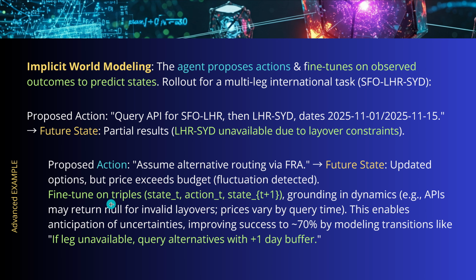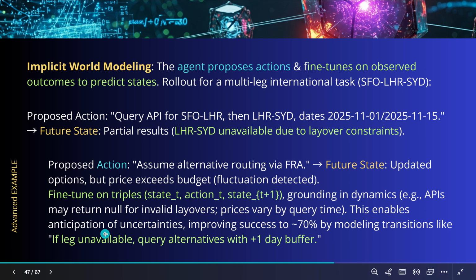So fine-tune now on all of this, what the AI learned in the interaction with the real environment. Fine-tune on the triplets that we have: state at point T, the action at point T, and the follow-up state at T plus 1. Grounding in the dynamics: our API returns null for an invalid layover, or prices may vary, whatever. But we have triplets, we have now training data from the real interaction with the environment that we can fine-tune our agent on, this enhanced data.